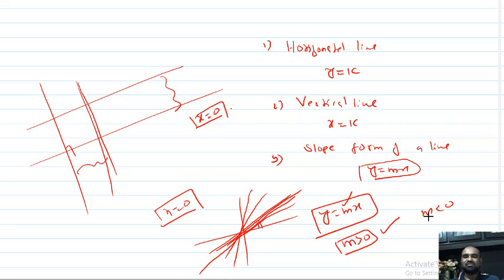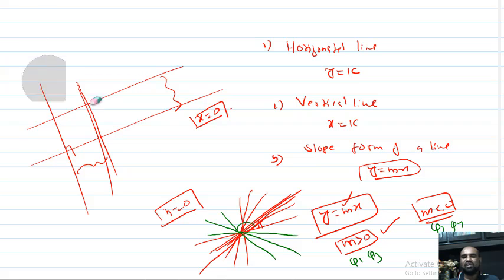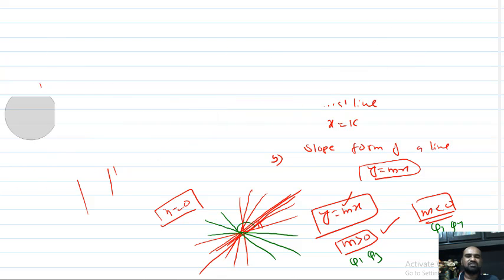If m is less than 0, the slope is negative, and the inclination is in between 90 and 180. For such situations, the lines will be like this. All these lines have obtuse inclinations, so their slopes are negative. All the lines will pass through Q2 and Q4. M greater than 0, Q1 and Q3. So m less than 0, all the lines will pass through Q2 and Q4. Okay, this is the information about the slope form of a straight line.